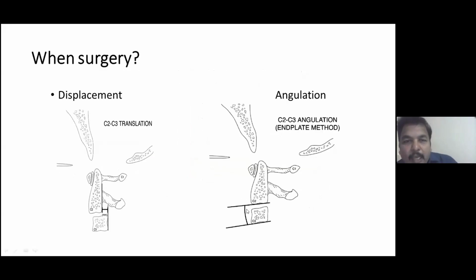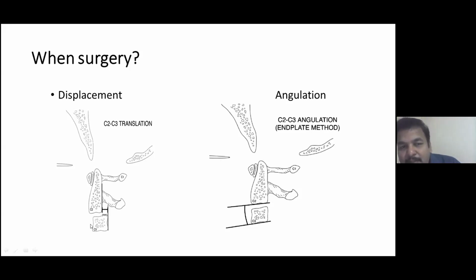Okay, carry on. Sure. So another measurement, in terms of hangman fractures, is the translation between C2 and C3. You draw a line from the posterior border of C3 and C2 and measure this distance. If this is more than 3.5 millimeters, it is supposed to be unstable.